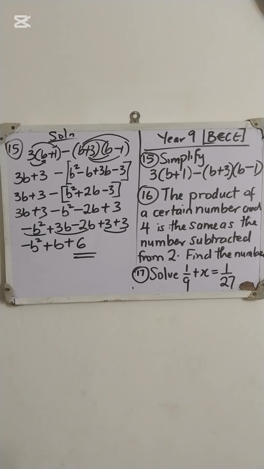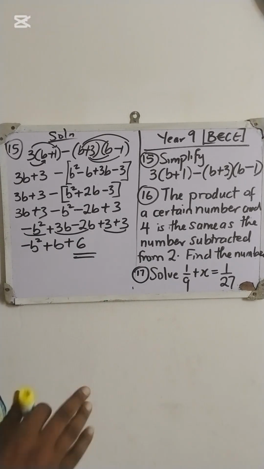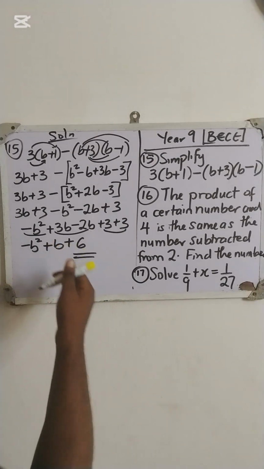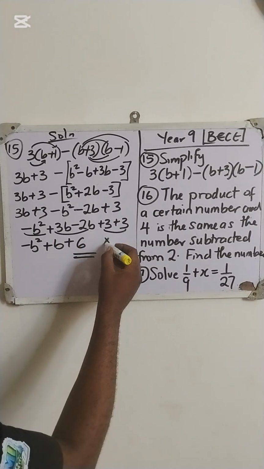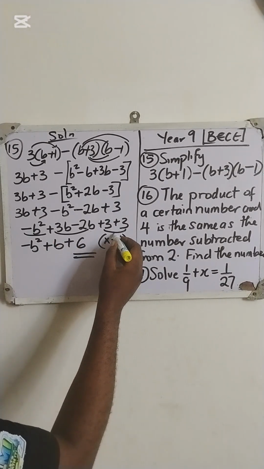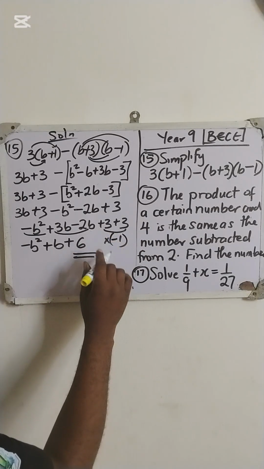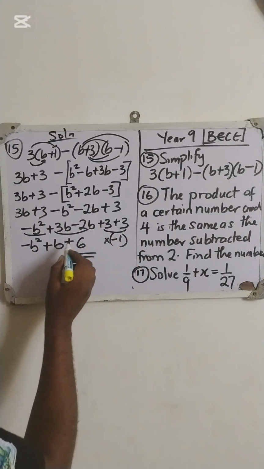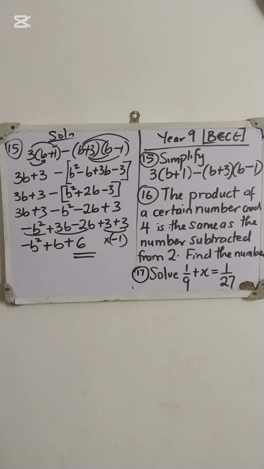Okay? So if you are not comfortable with the negative here, if you need to do anything further, you can multiply everything by minus 1. Multiply everything by minus 1. And if you do that, it becomes plus, minus, minus. But it depends on what you're asked to do. Because for this question, this is what it is.